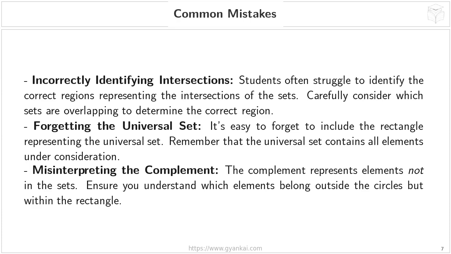Let's move on to the final slide, which highlights some common mistakes students make when working with three-set Venn diagrams. It's good to be aware of these before you encounter them in practice, so you can avoid them. So, keep these 3 points in mind as you practice drawing and interpreting three-set Venn diagrams. By being aware of these common pitfalls, you'll be well on your way to mastering this important mathematical tool.